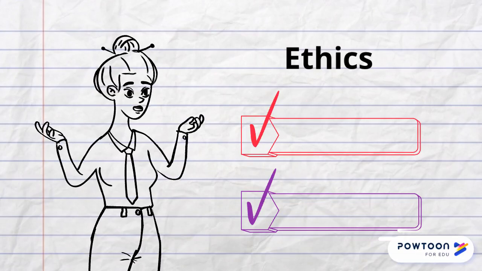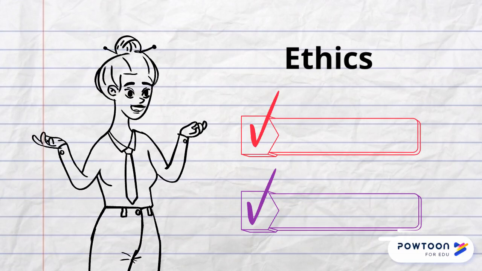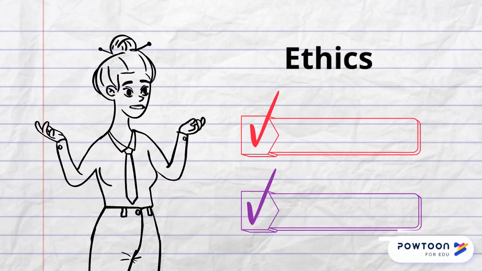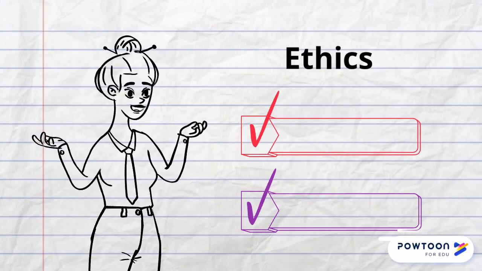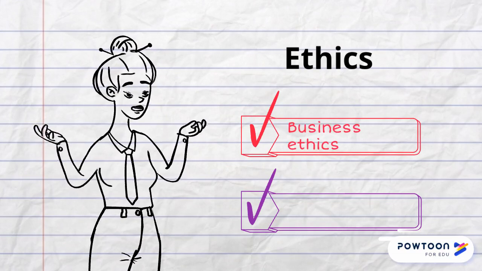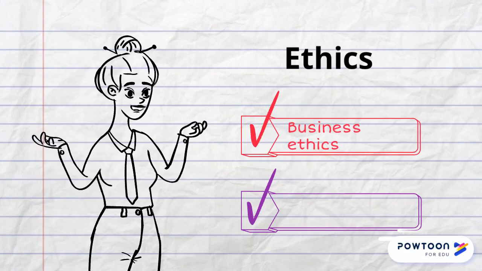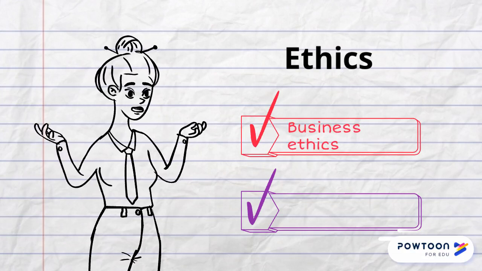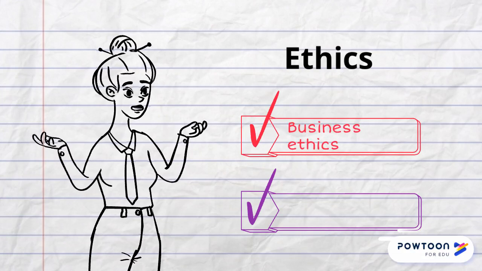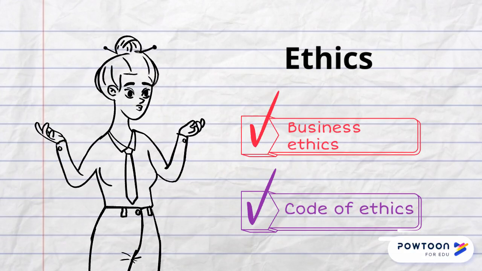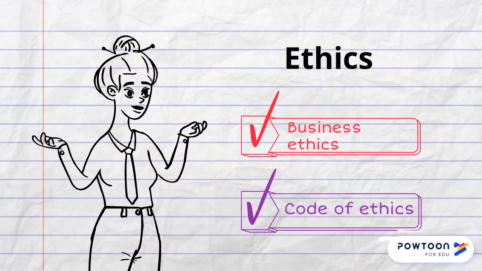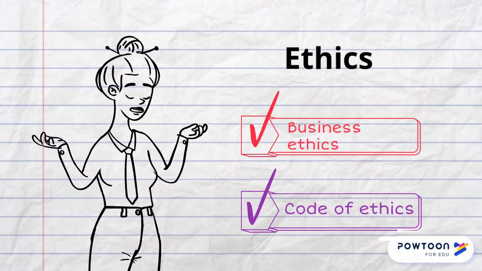A socially responsible business engages in ethical business practices. Ethics are principles of morality or rules of conduct. Business ethics are rules about how businesses and their employees ought to behave. A code of ethics is a set of rules for guiding the actions of employees or members of an organization.